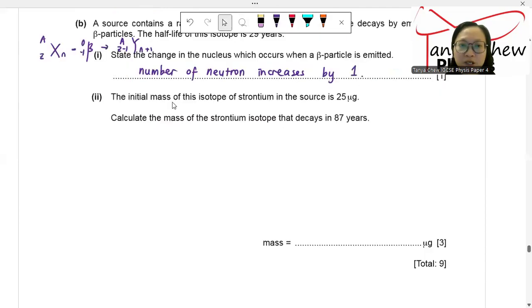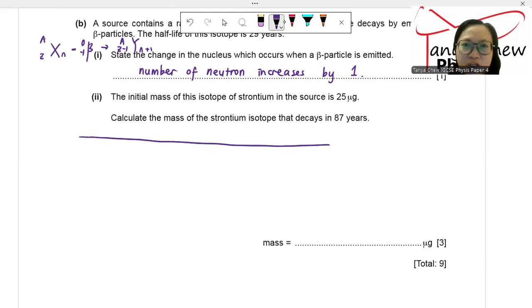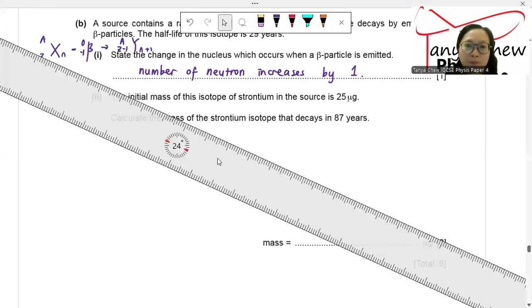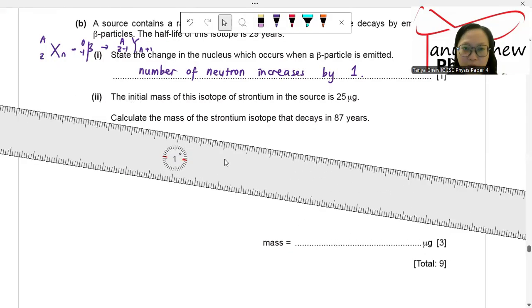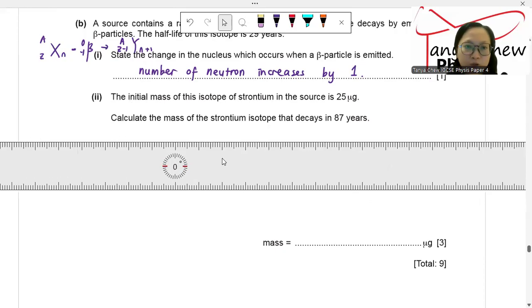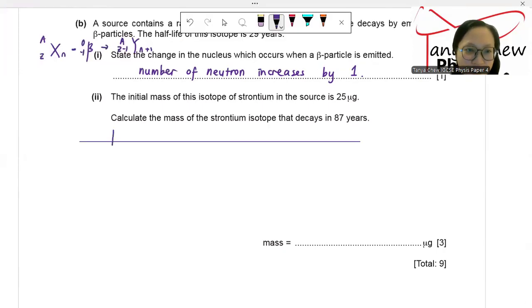Now, the second part: the initial mass of this isotope of strontium in the source is 25 microgram. Calculate the mass of the strontium isotope that decays in 87 years. Since the half-life is given, I would suggest you use a table form. I didn't use an equation because I don't quite like equations. That is more on probability. So I use a table to help me do it better. So I'm going to draw a table. It's not exactly like the table that you expected. So I will just keep the ruler. So this is what I draw.